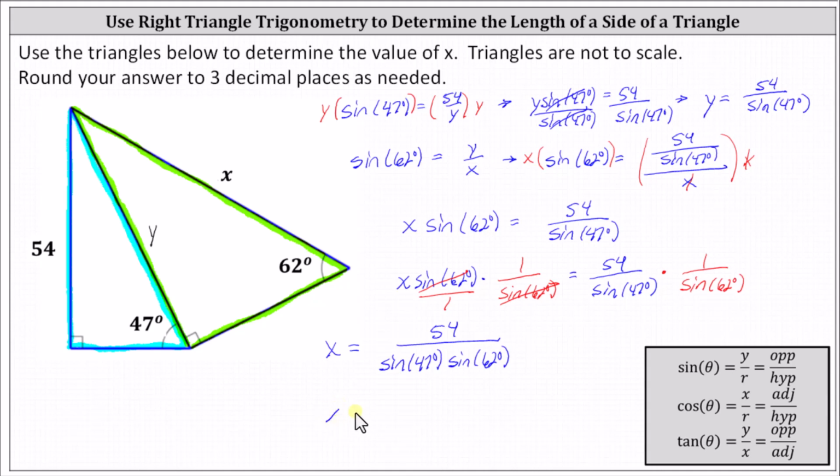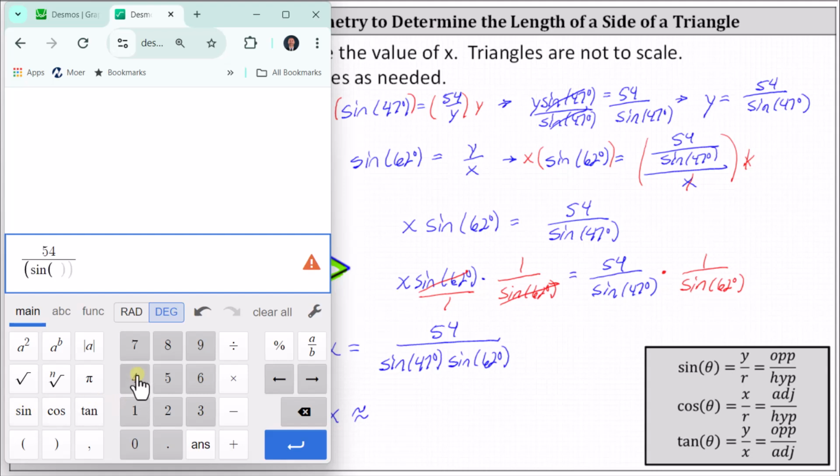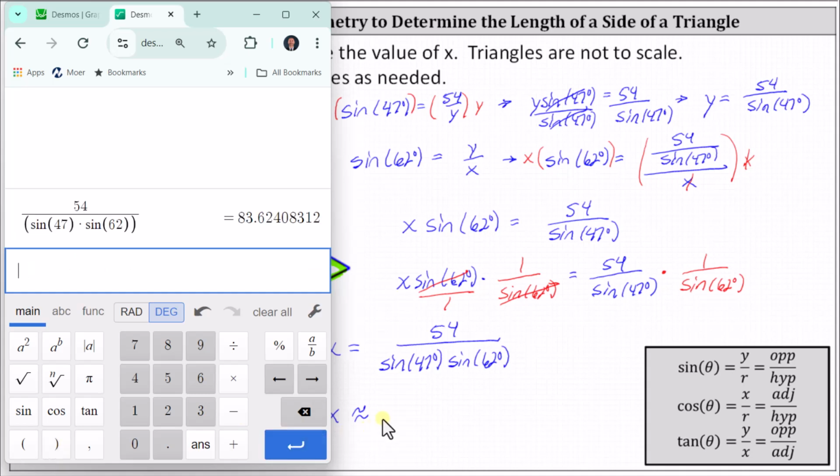And now finally we'll go to the calculator and round the quotient to 3 decimal places. It is important to make sure the calculator is in degree mode. I'm using the Desmos Scientific Calculator, which is in degree mode. And now we enter 54 divided by, in parentheses, sine 47, close parenthesis, times sine 62, close parenthesis, and enter. To 3 decimal places, we have x is approximately 83.624.